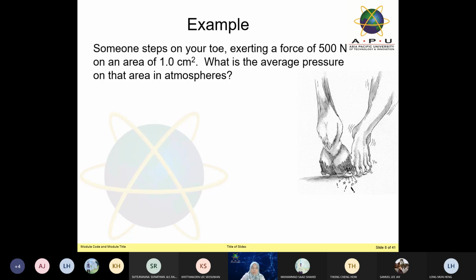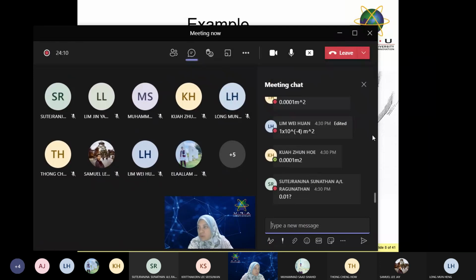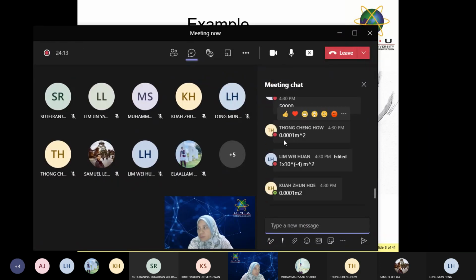Create new whiteboard. Okay. Anyone have a type? Already calculate. No. The 500 Newton no need to change. We want to change the centimeter to meter. Meter square. Okay, got some answer from your friend here. 0.0001 meter to the power of 2.